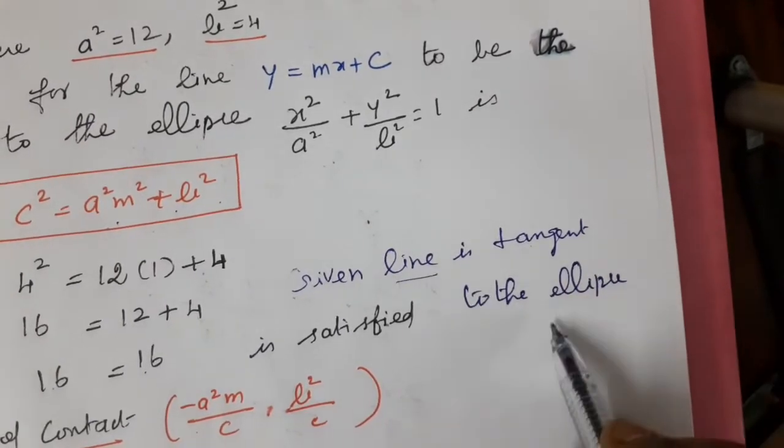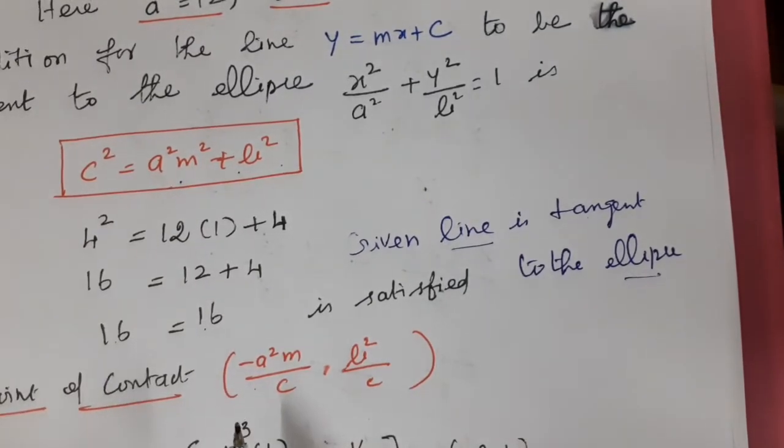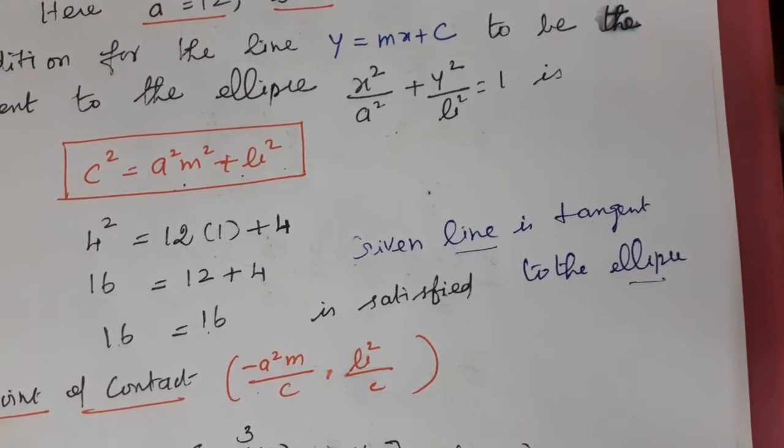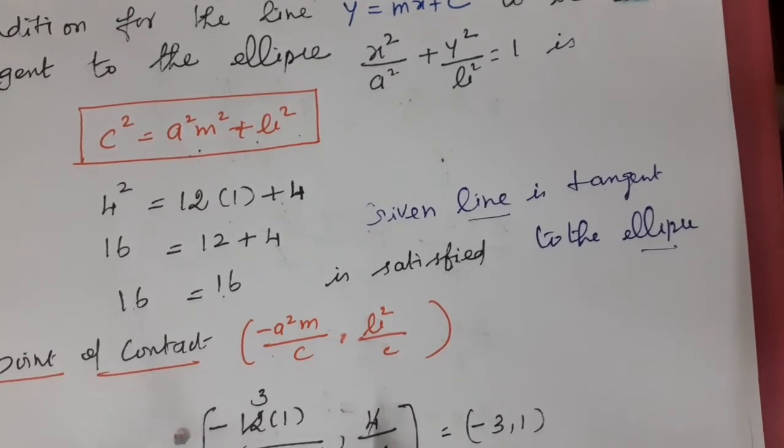We remember the line equation and the ellipse, so you can write it. Afterwards we will finish that one. We finish the first condition. Next one is the point of contact. This is also using the table.